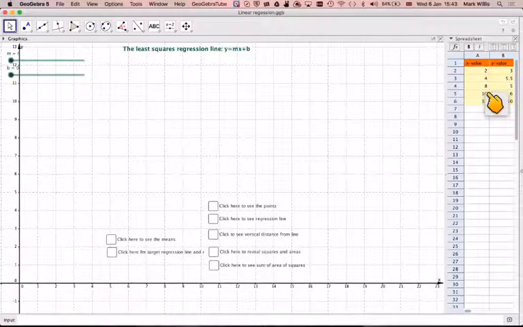Okay, here we have a set of points. Here we have the x values and here we have the corresponding y values. If we click here, we can actually see the points. So these are the points plotted onto what's known as a scatter diagram.